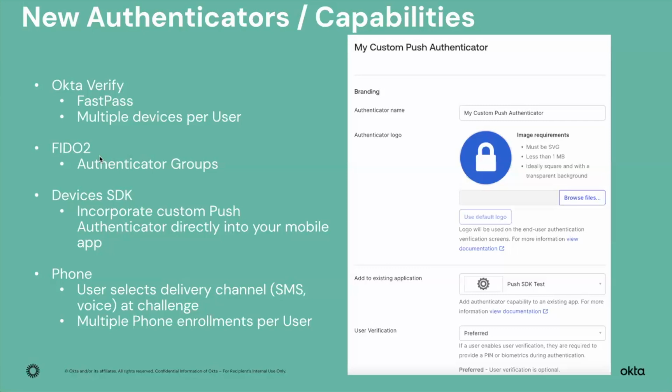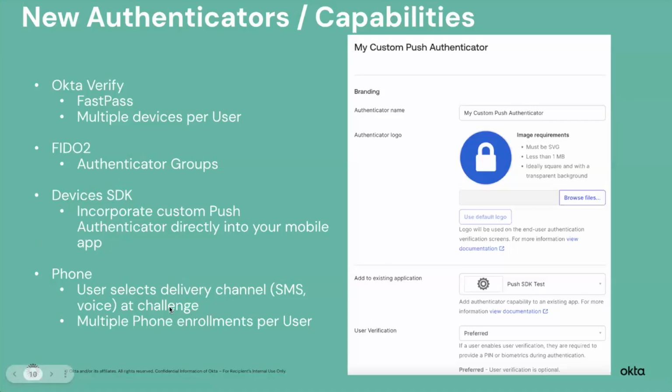FIDO2 authenticators, you can now define authenticator groups. So you can define specific targeted FIDO2 authenticator types that you want to allow for enrollment. FIDO2 WebAuthn is a very big umbrella. It covers a lot of different authenticators, but the authenticator groups let you get very specific about exactly what specific FIDO2 authenticators you want to allow, and you can target that in your enrollment policies for specific groups of users.